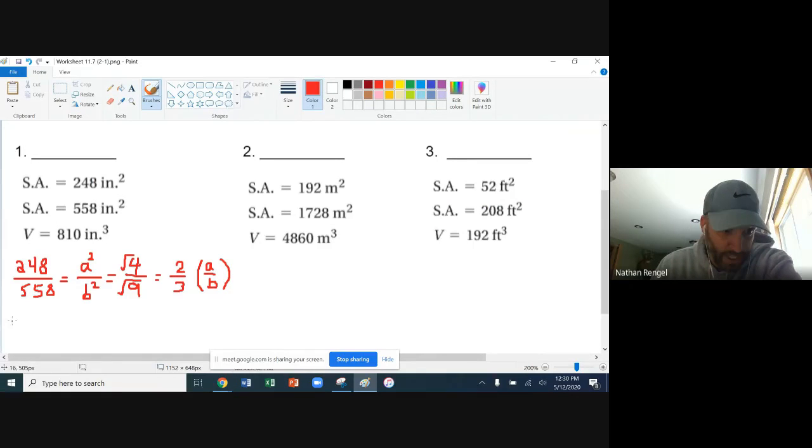Now we're not quite done yet. For volume, your scale factor needs to be cubed. So I'm going to cube the 2, I am going to cube the 3, and that's going to end up giving us 8 to 27. So 8 cubic units on the smaller figure is equivalent to 27 cubic units on the larger figure. And then we're back to setting up proportion.